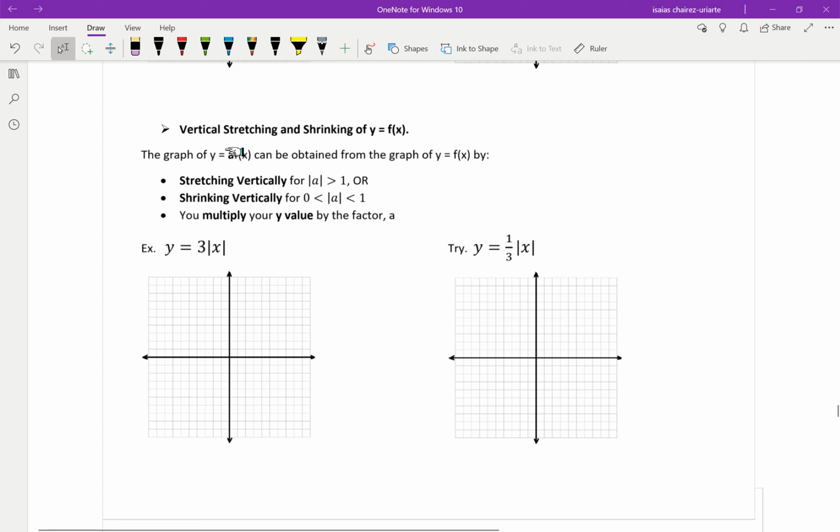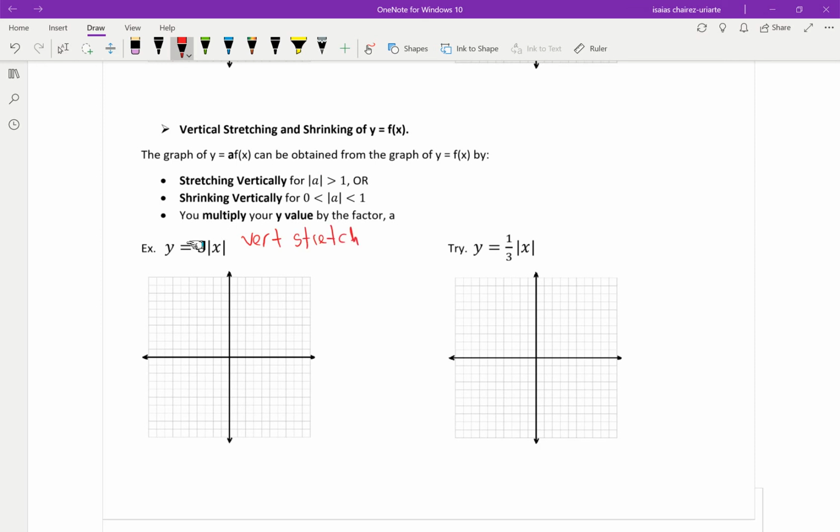If we are given a number a that multiplies our function, then if the absolute value of a is bigger than 1, we're stretching the graph vertically. If the absolute value of a is something less than 1, like 0.2, then we are shrinking vertically. We are multiplying the y value by a. So for instance in this case, this 3 is a vertical stretch.